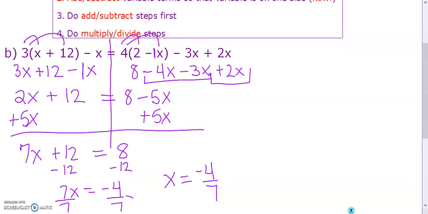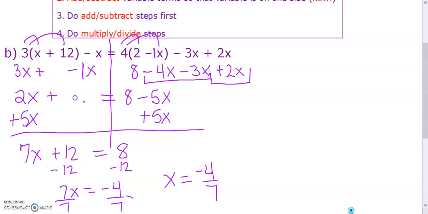Now, I'm not thinking that's correct, so I'm going to go back to my work and see what maybe I missed. Let me look at the right side. Distributing, 4 times 2 is 8, and 4 times negative 1 is negative 4x. That looks fine. And then I combine my terms, negative 4, negative 3, positive 2. That looks good. All right, let's look at the left side. 3 times x is 3x. Uh-oh. Did we do 3 times 12? We didn't. We just wrote down 12. So we have some fixing to do.